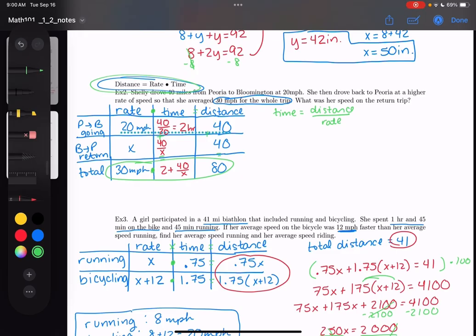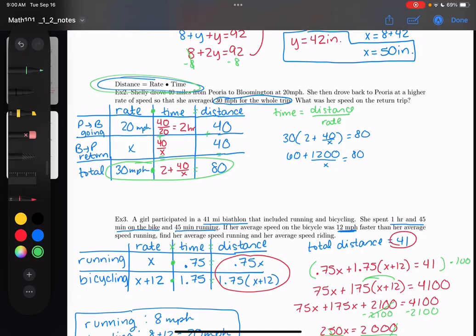So remember, it's rate times time is equal to distance. So that's what I'm going to write out. So I have 30 times 2 plus 40 over x is equal to 80. And I need to solve this for x. So I'll distribute. I get 60 plus 1,200 divided by x equals 80.